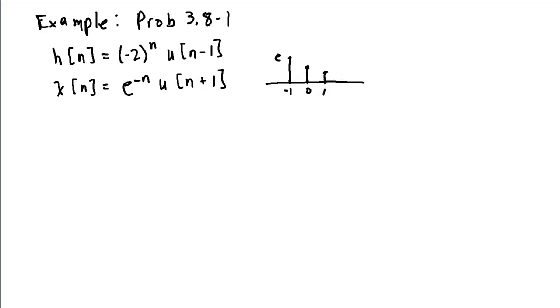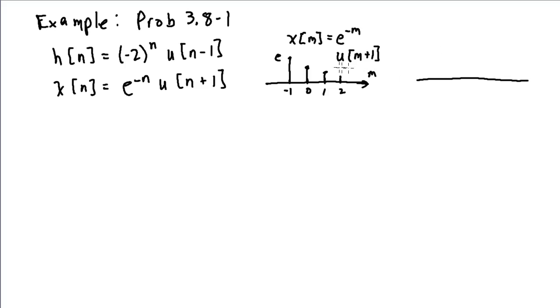So I can see this x of n, actually I'm going to call it x of m, because this will be the notation we'll use in our convolution sum. So x of m looks like this. It's e to the minus m times u of m plus 1. Let me squeeze that in right below, because I want to draw the h of n sequence here, or again, actually the h of m sequence.